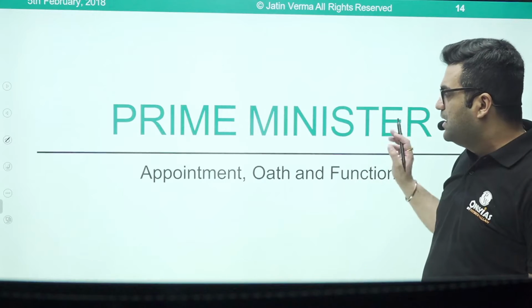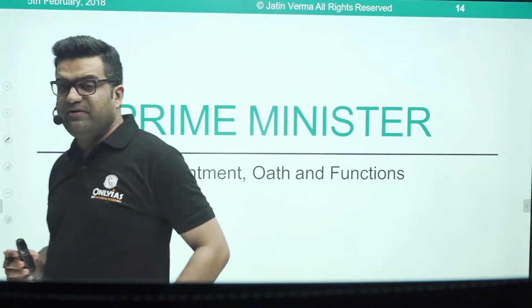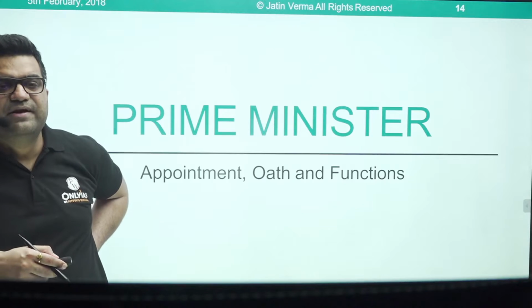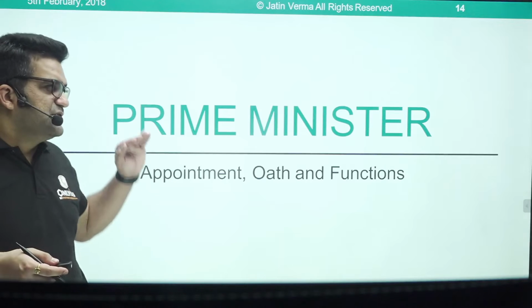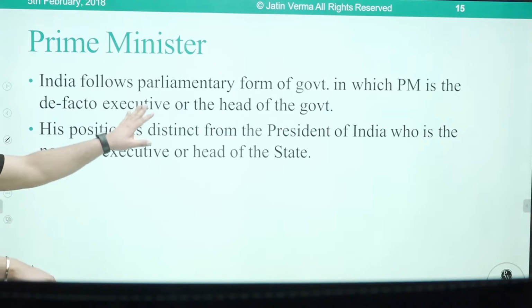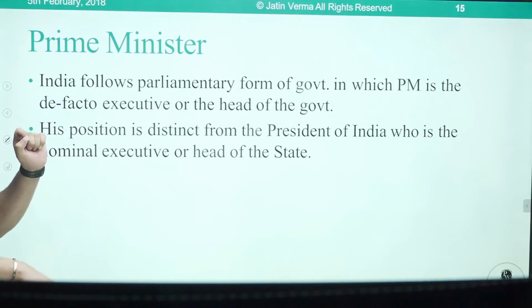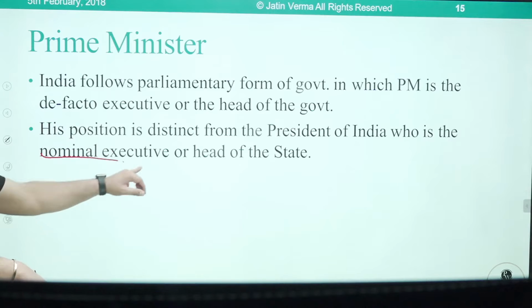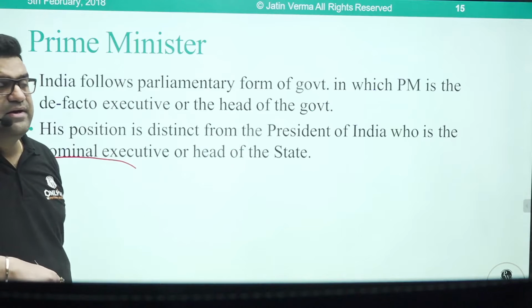Okay, now coming to the office of the prime minister. So we are having the parliamentary form of government. The office of the prime minister, that is the real head of the government, is all the more important. Many questions have been asked, as you will see across these slides. Parliamentary form of government is also called the Westminster form of government. His position is different from the President of India, since the President is the nominal executive and the Prime Minister is the real executive.